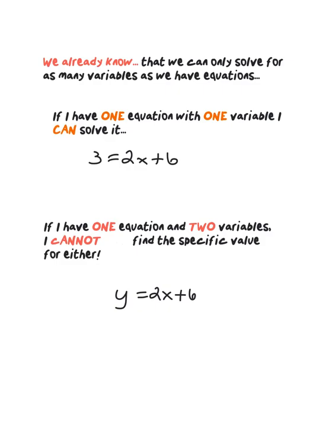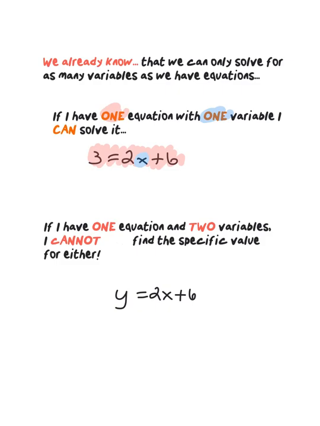During the introduction to the unit on systems of equations, we were discussing the idea that we can only solve for as many variables as we have equations. Like in my first example here, we can clearly see that there's one equation, 3 equals 2x plus 6, and there's only one variable, x. So I can solve for that. I will be able to find the specific value of x. Let's quickly do that.